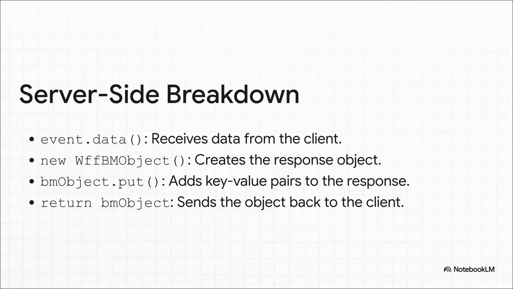Let's break this down even further. First, event.data is how you grab the package that just arrived from JavaScript. Next, we create a new WffBMObject. Just think of this object as the framework's own universal translator. It's a special container that holds data in a way that both Java and JavaScript can understand. Third, we use the put method to load up our response package with whatever we want to send back. And finally, that return statement is what actually ships it back to the browser.